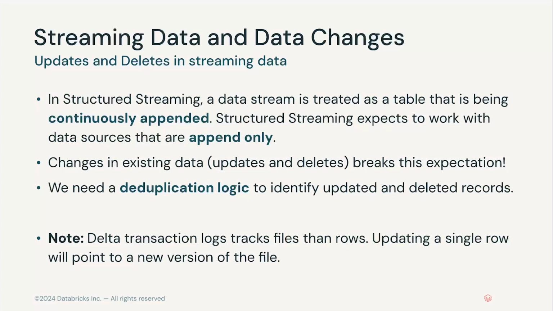The APPLY CHANGES INTO command helps us do this much more quickly and concisely than we had to do manually when we implemented that logic in structured streaming. It is essential to highlight that Delta works with Parquet files for data and JSON files to keep the metadata. Any update applied to a row will create a new file. Here, there are two solutions.